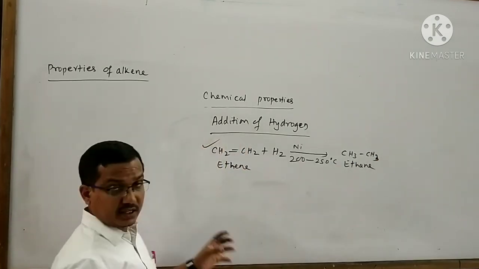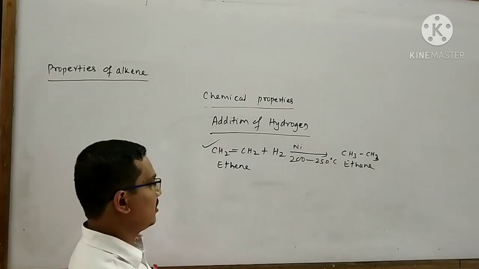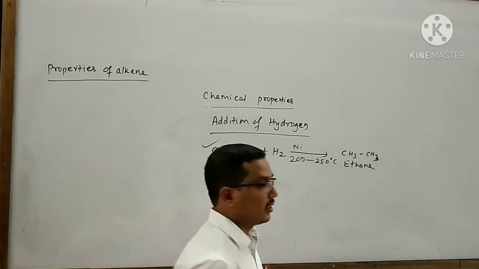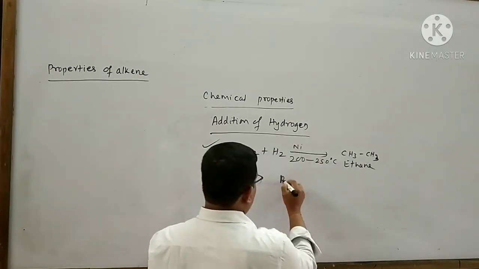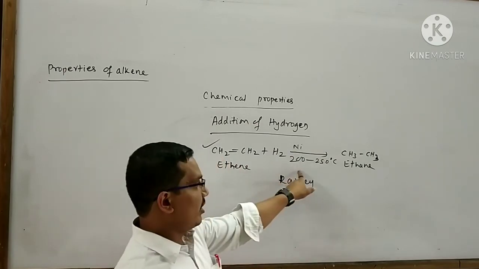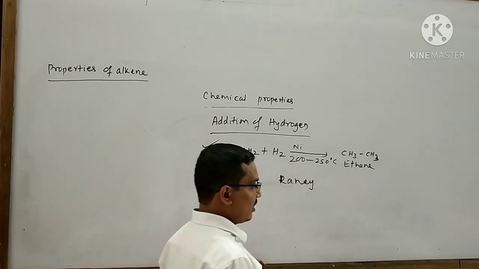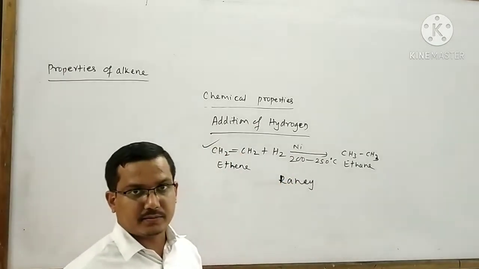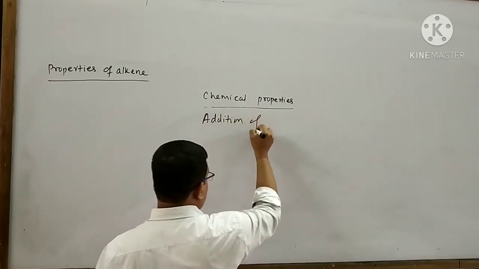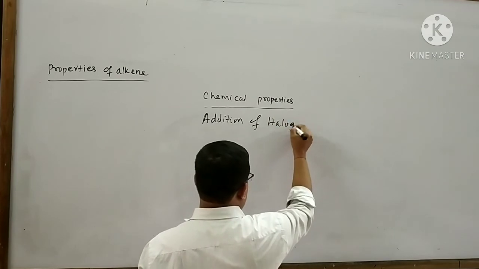I can give a statement for this reaction like this. Alkene undergoes addition reaction with hydrogen in the presence of Raney nickel at 200 to 250 degrees centigrade to form alkane. Next I will explain about the addition of halogen.